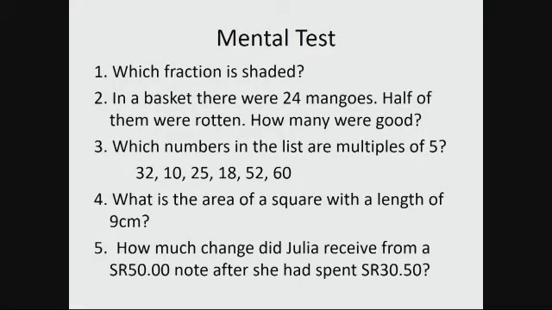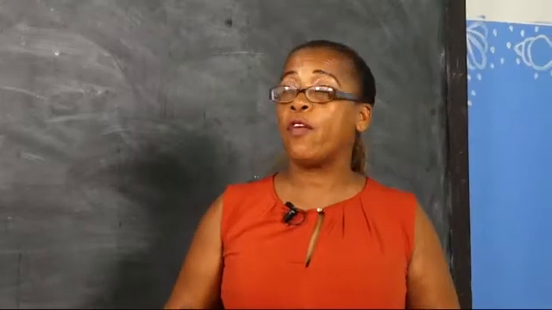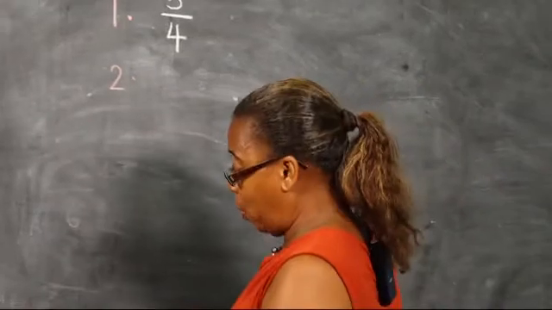Number 2, in a basket there were 24 mangoes. Half of them were rotten. Therefore, how many were good? So half of 24 is 12.